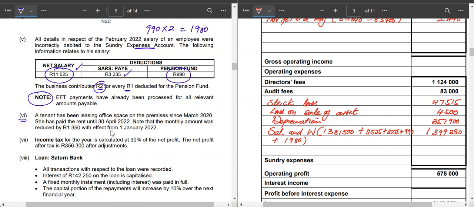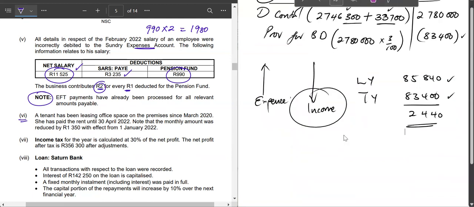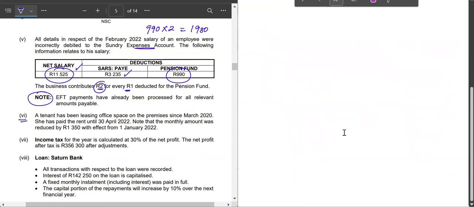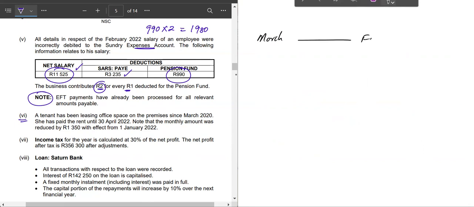It reads, a tenant has been leasing office space on the premises since March 2020. She has paid the rent until 30 April. Note the monthly amount was reduced by 1,350 with effect from the 1st of January. So what we are having here is income that has been received in advance, because our financial period begins in March and it has to end in February. However, a tenant has been leasing the office space since March 2020. We are talking of the past.